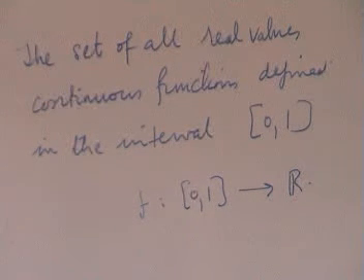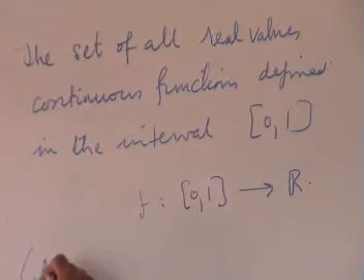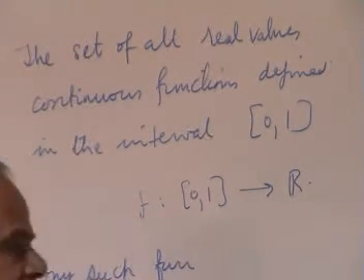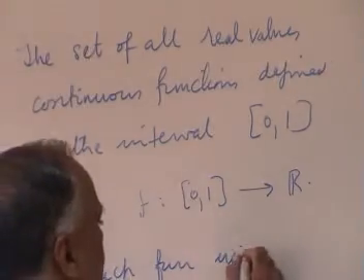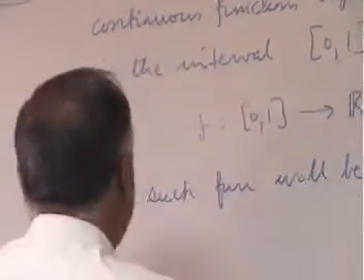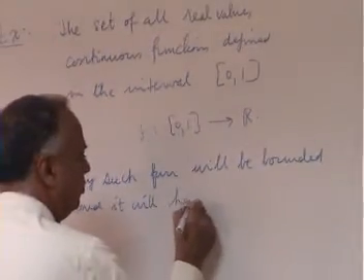Any function which is continuous on a closed bounded interval will be bounded, and it will also attain its maximum and minimum. Okay, so that's known. Of these properties we will prove that any such function will be bounded and it will have a maximum and a minimum.